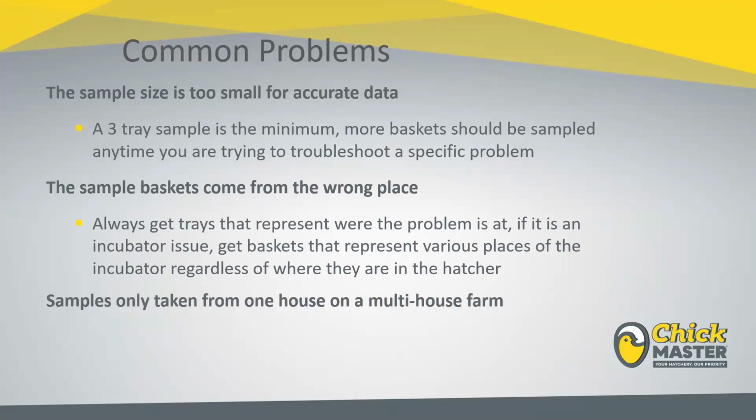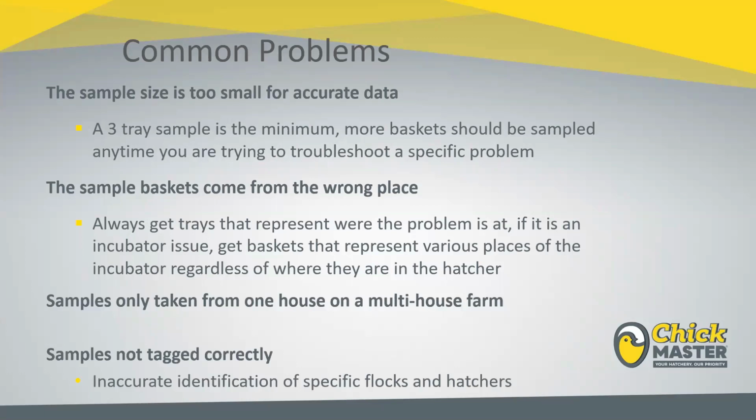Another problem is samples only taken from one house on a multi-house farm. And that's pretty common, especially here in the States. I recognize that a lot of growers today are at least 2-house farms. In some cases, they're 3 or 4-house farms. And you'll see a residue breakout program that only gets a sample from one of the houses. And it doesn't always represent data from the entire farm.